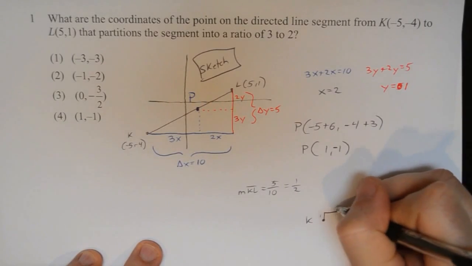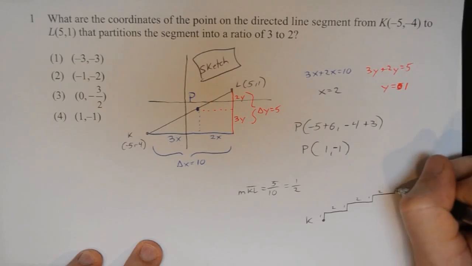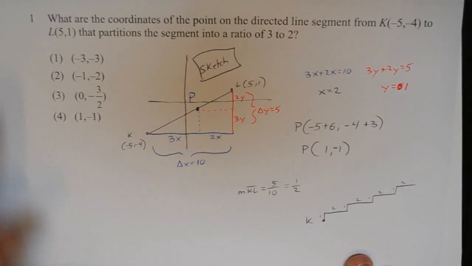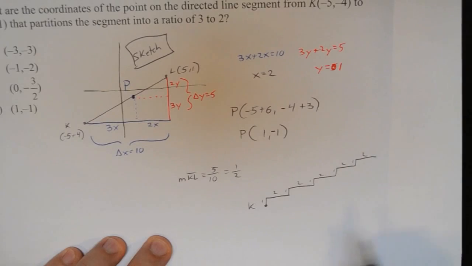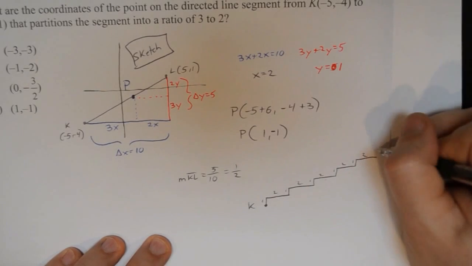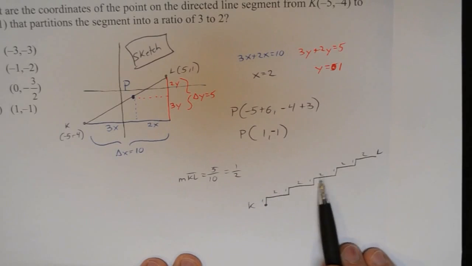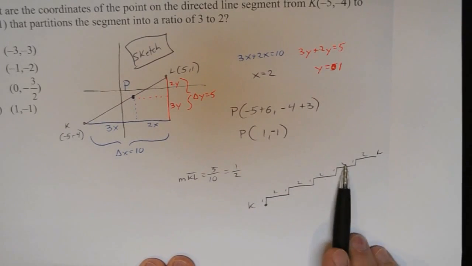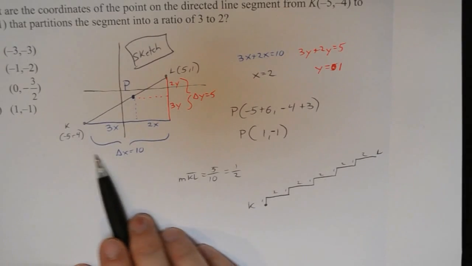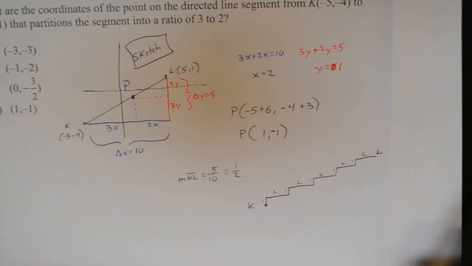If you go up 1 over 2, and then up 1 over 2, and then up 1 over 2, and then up 1 over 2, let me just move that over a little so you can see better. Up 1 over 2, let's see, 1, 2, 3, 4, 5, that's going to get me to point L. Take a minute to verify that, right? I went up 1, 2, 3, 4, 5 times, that's my delta y, and I went over 1, 2, 3, 4, 5 times, that's my delta x, 10. So, to get from K to L, I have to go up and over 5 times.